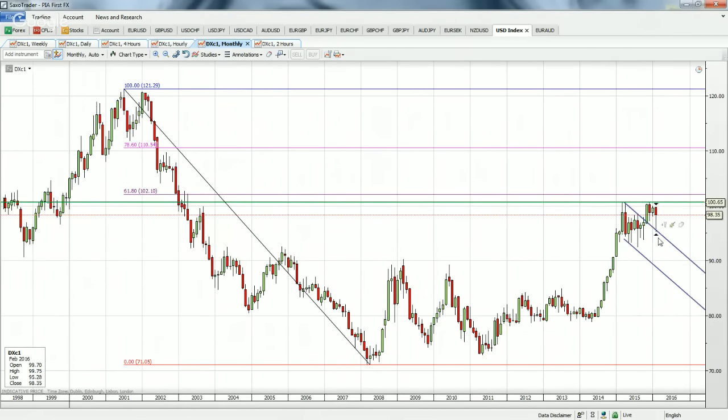And if we can see here, the monthly chart clearly highlights a decent rejection of that channel. So the bias now is again to the upside.